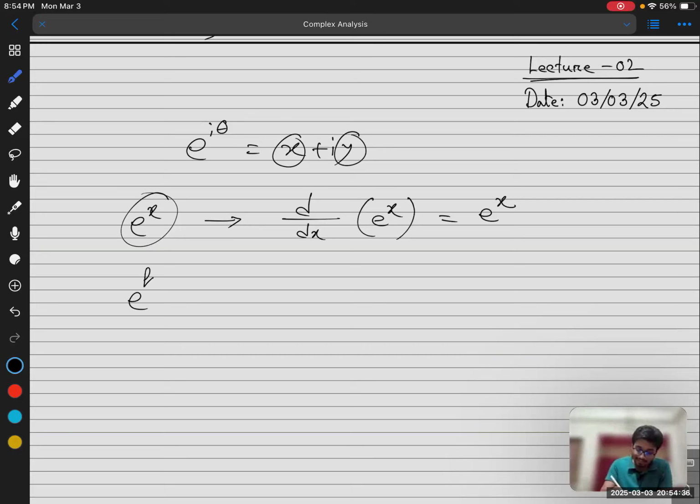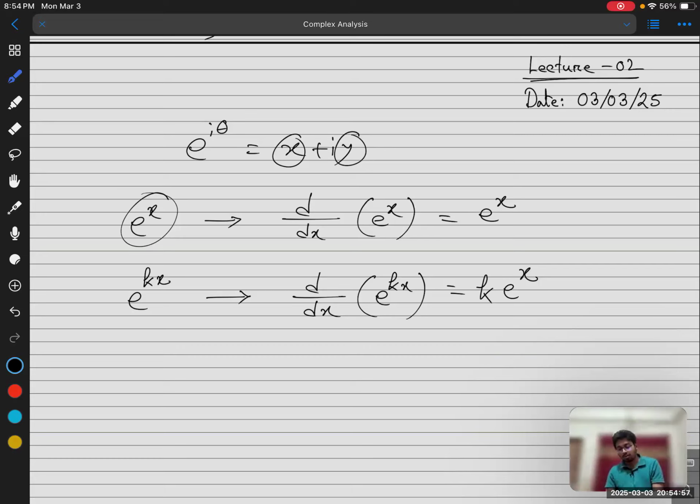Let's say e to the power kx. Here k is any constant. It can be a positive constant, it can be a negative constant, anything. So e to the power kx, then if we differentiate the function e to the power kx, we'll get k e to the power kx.